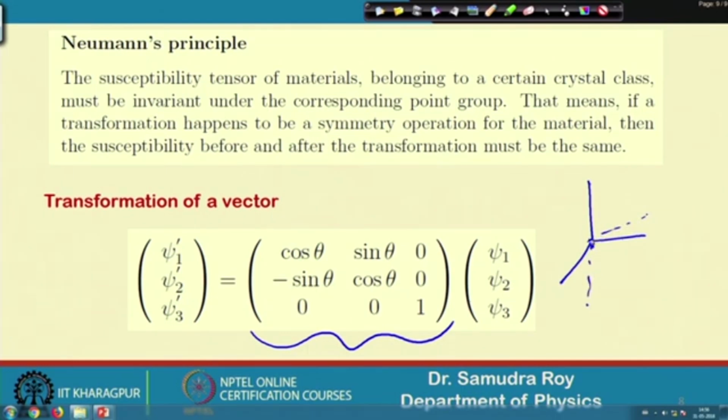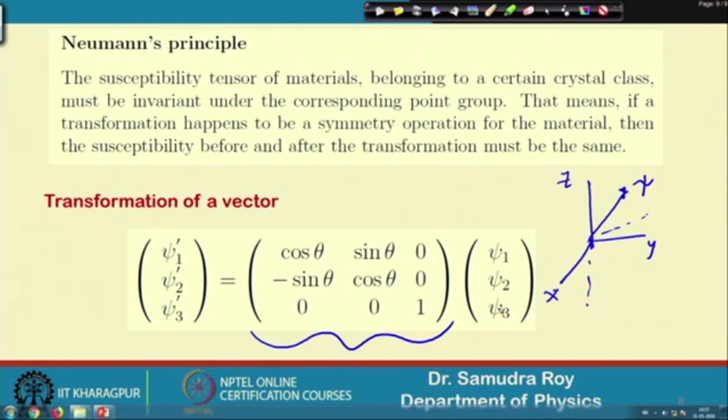Then what happens if I have a vector in my previous axes, say this is x, y, z? If I have a vector psi which has components psi 1, psi 2, psi 3, after rotation of the axis we have new components psi 1 prime, psi 2 prime and psi 3 prime.